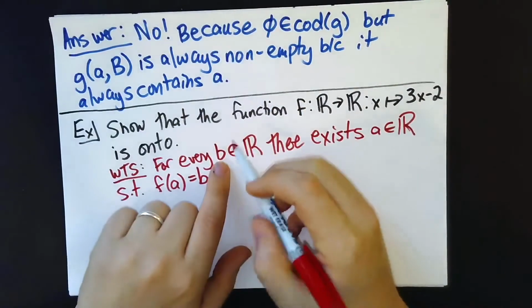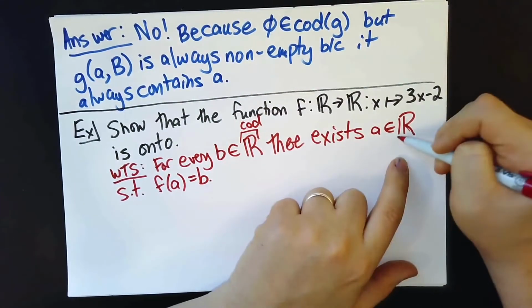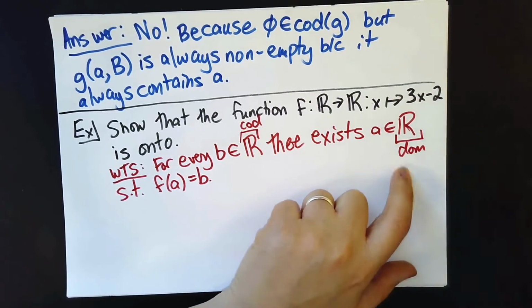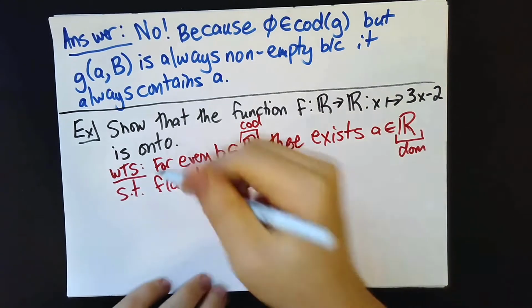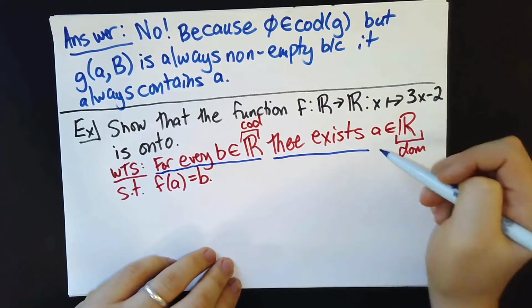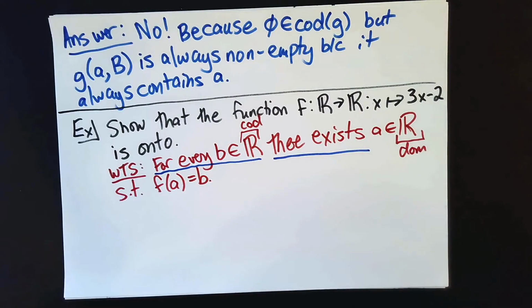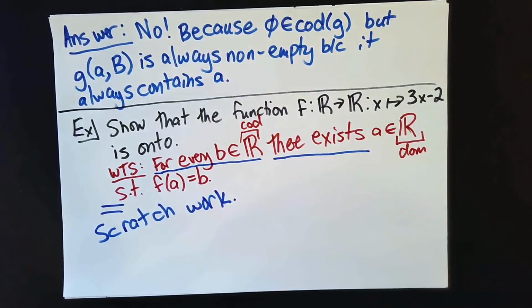So I need to show that for every element of the codomain, there exists an element in the domain that maps to it. Now, you might recall, we've actually done quite a few of these for every there exists kind of proofs before. A lot of that was for preparation for the definition of onto. And so one thing you might remember about these proofs is that almost always they require some amount of scratch work. And so I am going to unashamedly jump into scratch work mode here.